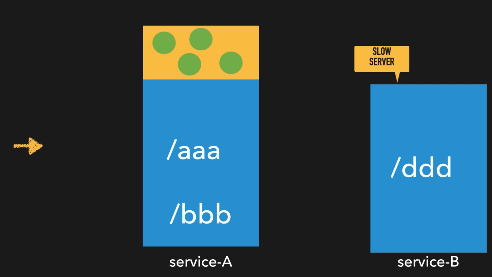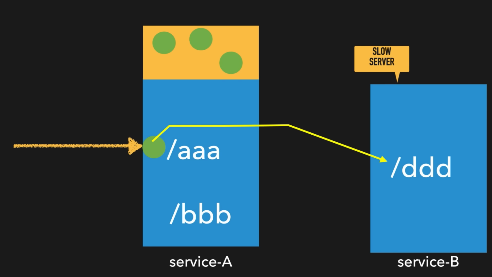For example, now we get a request to the /AAA endpoint, which internally needs to call the /DDD endpoint of service B. Now this request will be processed through a thread. The thread makes a call to service B, and now service B is responding slower, and this thread needs to wait till it gets the response back from service B. Now this thread that you are seeing goes idle, and it will be waiting for the response from service B. Until then it is idle.